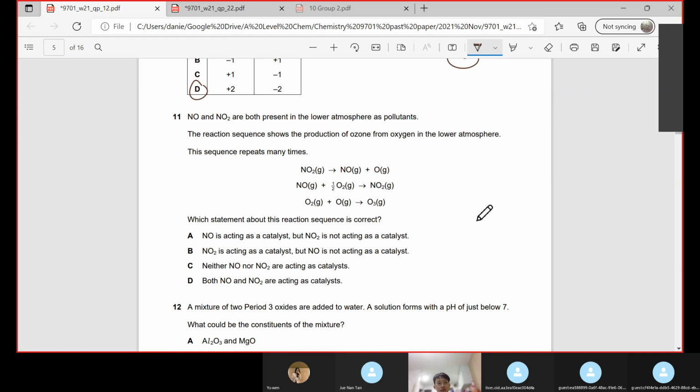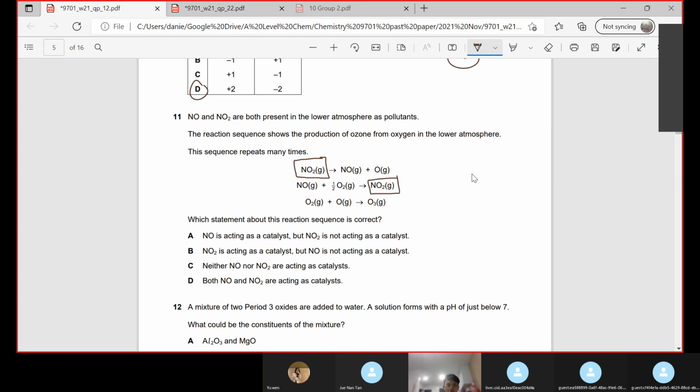Okay, then next, 11. NO and NO2 are both present in the lower atmosphere as pollutants. Then they give you the sequence of the reactions below. If you only look at the sequence, it seems like only NO2 is the catalyst, right? NO2 is consumed and regenerated again.